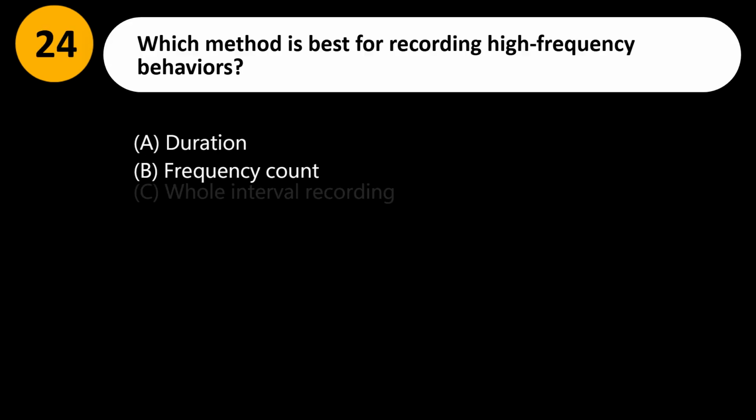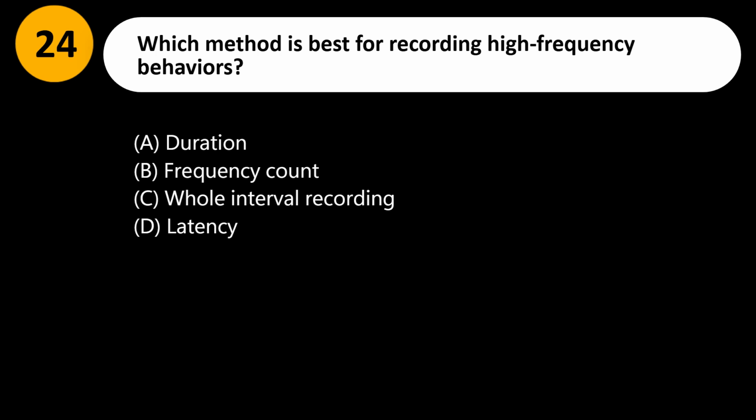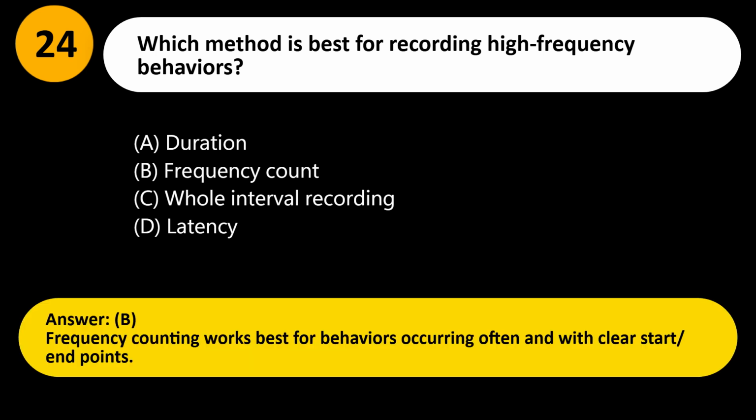Which method is best for recording high-frequency behaviors? A. Duration. B. Frequency count. C. Whole interval recording. D. Latency. Answer, B. Frequency counting works best for behaviors occurring often and with clear start/end points.